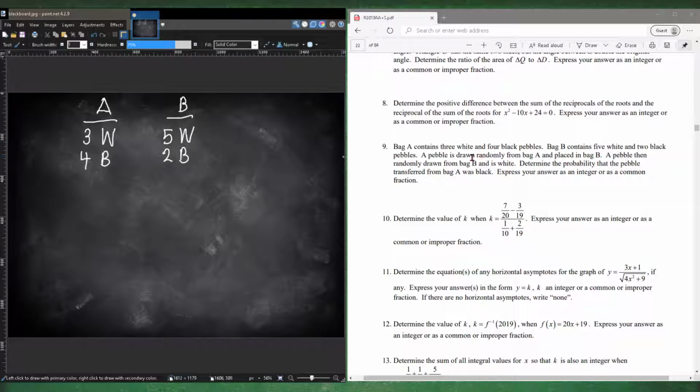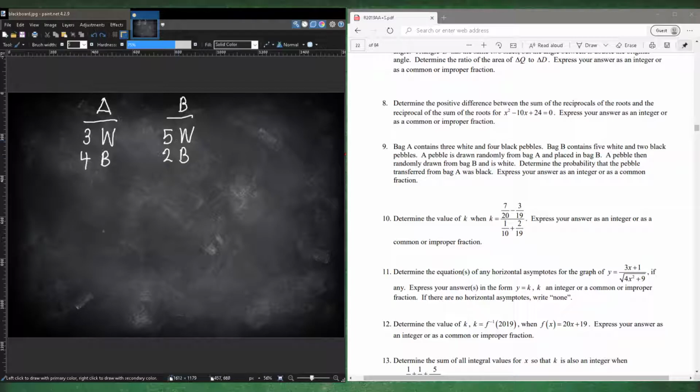A pebble is randomly drawn from A and placed into B, so one goes to B. A pebble is then randomly drawn from bag B and is white. Determine the probability that the pebble transferred from A was black. So they're asking what is the probability that the pebble that was transferred was black, given that we know that it's white.